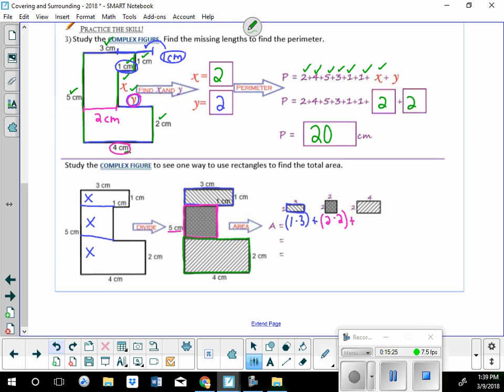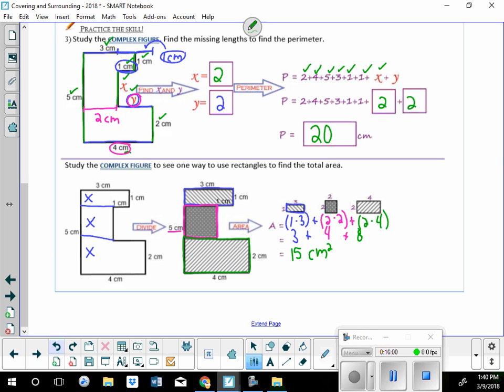Okay, so let's clean this up. 1 times 3 is? 3. 2 times 2 is? 4. 2 times 4 is? 8. When I add all those together, what am I going to get? 15. So I have 15. What's my label? Meters squared, because I am doing area. Okay, so that's one strategy, to break it up into other shapes. Flip to your next page, please.